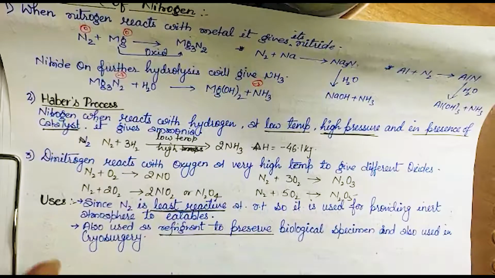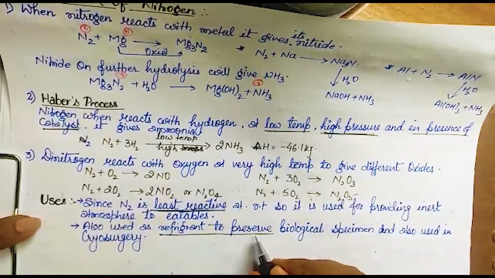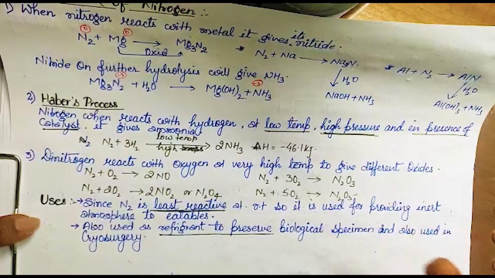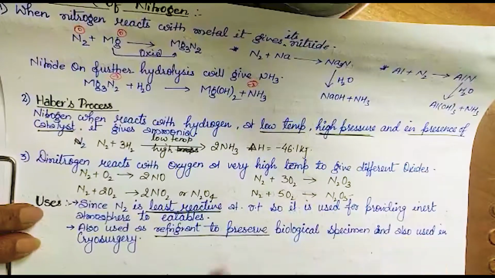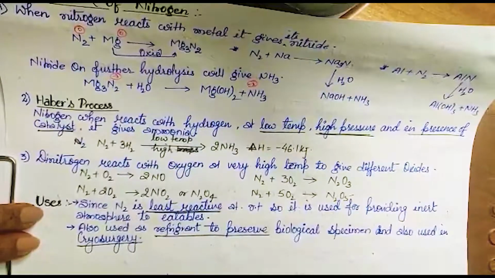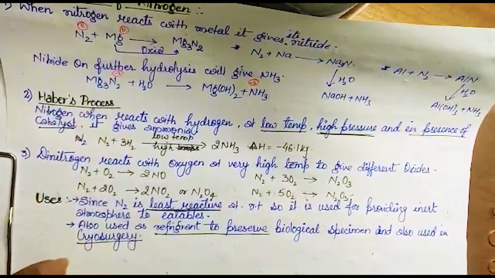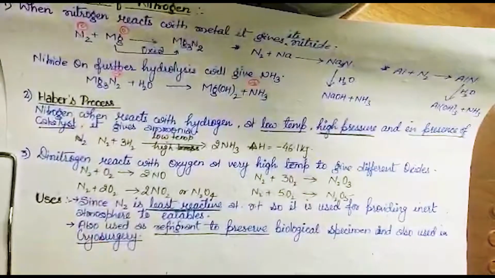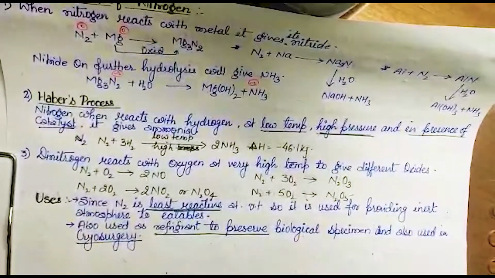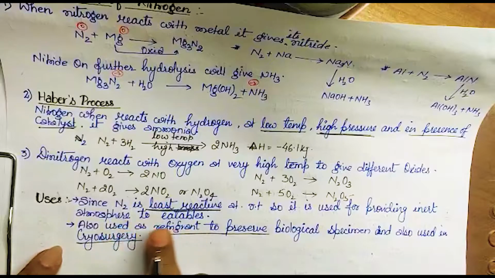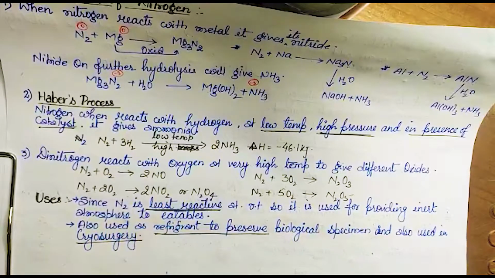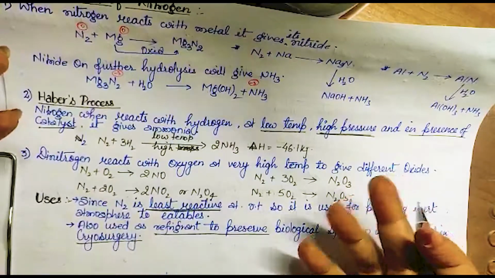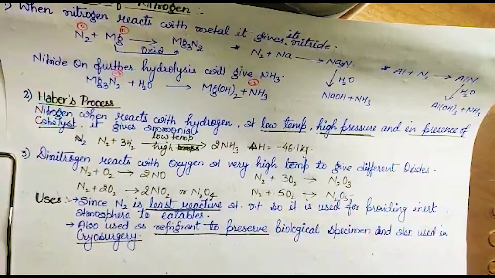Okay, and this is also used to preserve biological specimens. We use this to keep them at a cold temperature, and it is also used in cryosurgery. Cryosurgery means the surgery which occurs at low temperature. Cryo means low. So to maintain that low temperature during surgery we use nitrogen. Got it? So these are the uses of nitrogen.